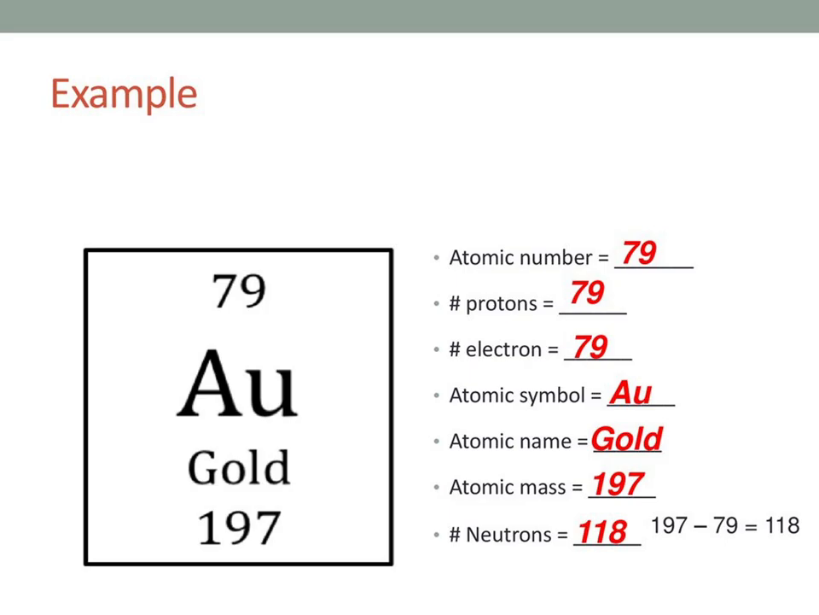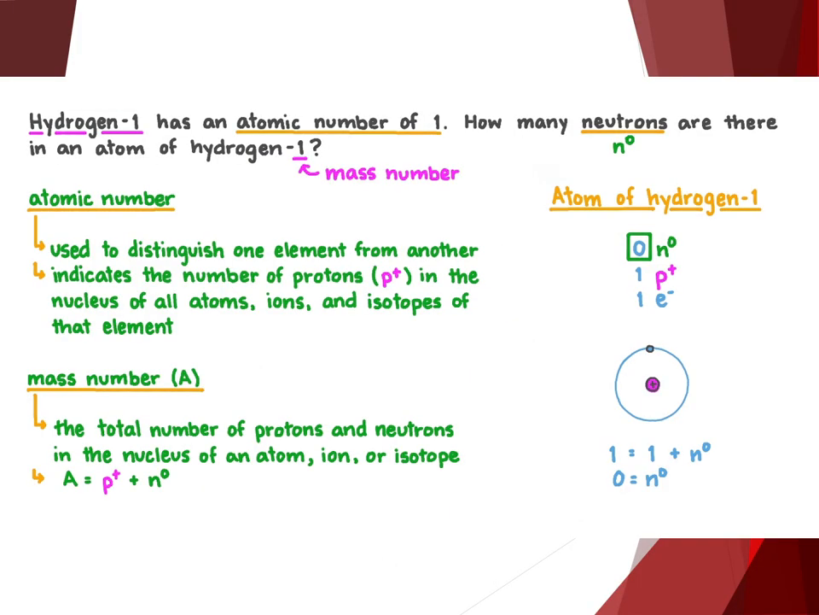Gold 197 has a mass number of 197 and an atomic number of 79, which means it has 118 neutrons in the nucleus of the atom, because 197 minus 79 is equal to 118. Hydrogen 1 has an atomic number of 1 and a mass number of 1. So the number of neutrons in a hydrogen atom is calculated to be 0. Hydrogen is the only element with atoms that contain no neutrons in the stable state.